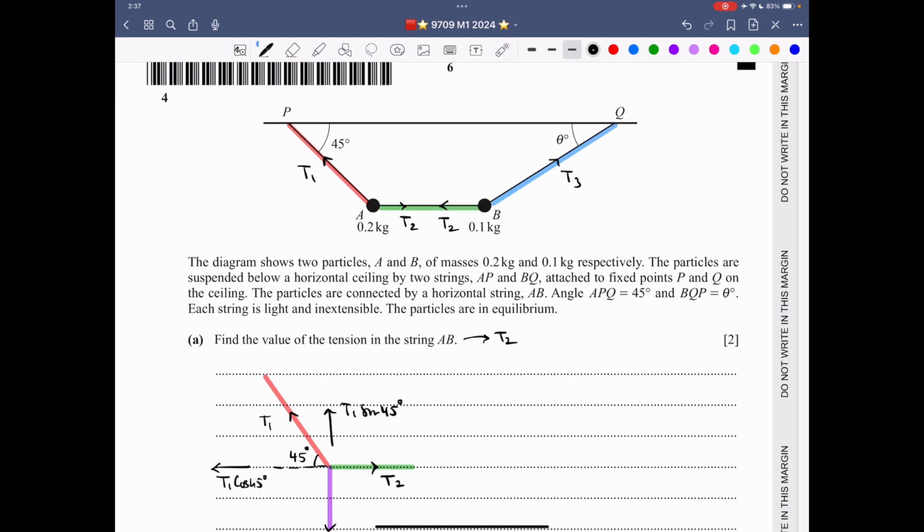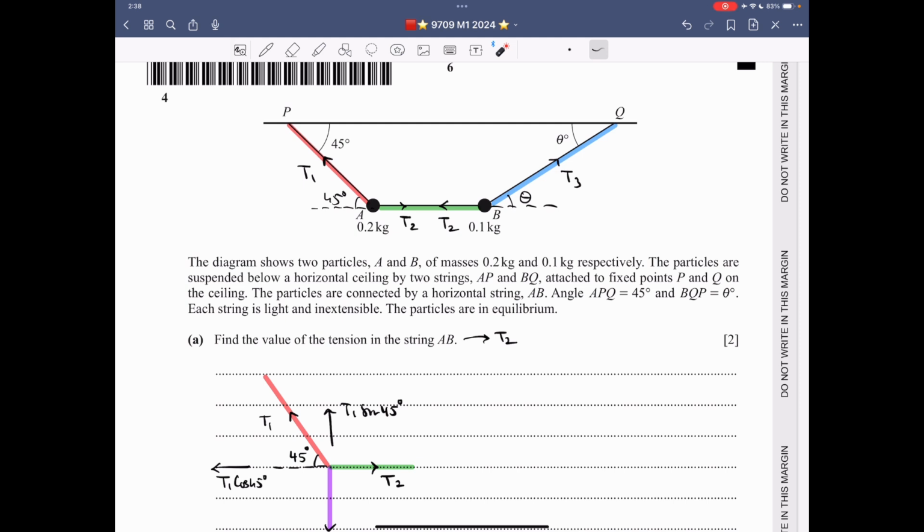Question number 4 was a nice question, came after a long time. Now it says, the diagram shows two particles A and B of masses such and such. The particles are suspended below a horizontal ceiling, that's the ceiling. And the angles are given, 45 degrees and theta degrees. So this is also 45 and this is also theta, because I believe in working with angles with the horizontal.